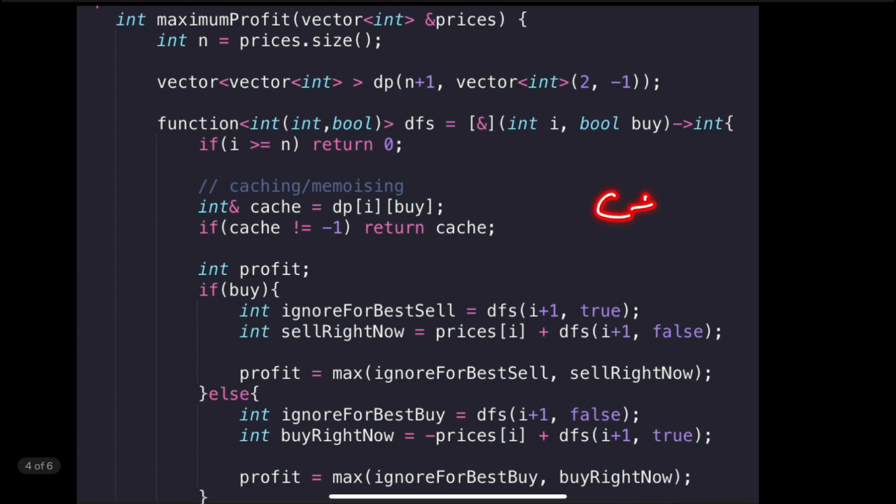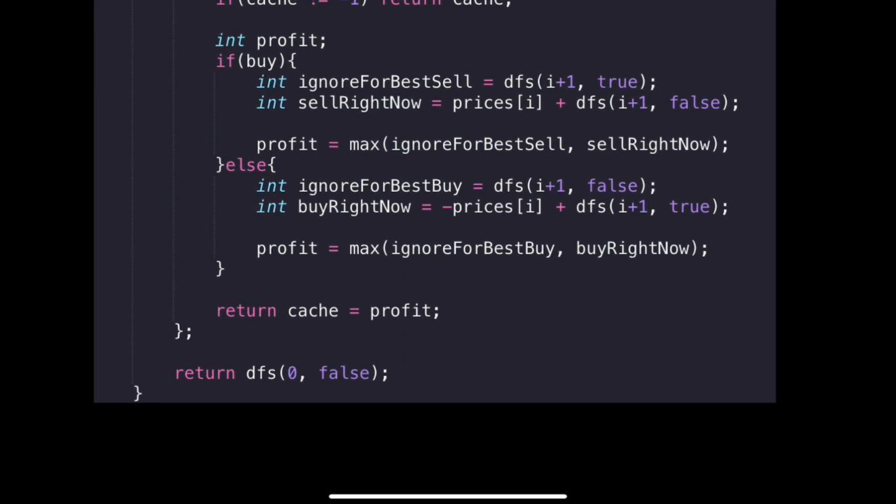So this is our code in C++, although the logic remains the same. The function name is maximum profit and we have been given the prices array, right? So firstly, I have taken the prices size, and here we have called the function dfs with index 0 and false. Now what is this false? We'll see in the function.